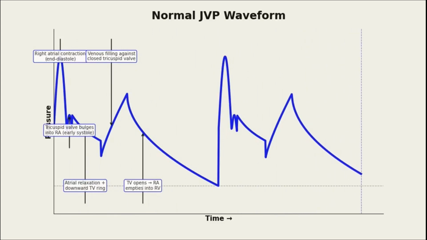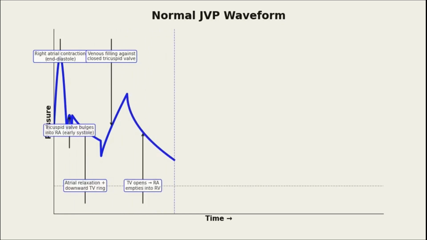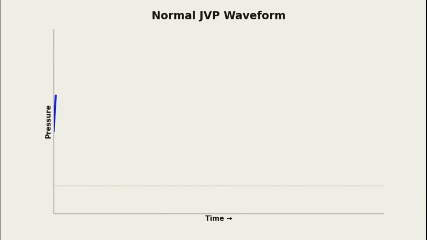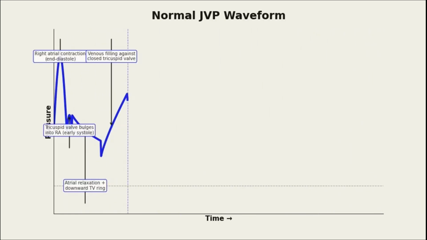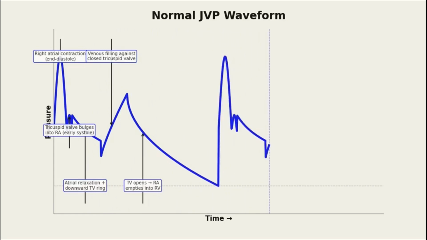This is right atrial contraction at end diastole, pushing blood into the right ventricle. Next, the C wave, a small bump caused by the tricuspid valve bulging into the right atrium as the ventricle begins to contract. Then comes the X descent, atrial relaxation combined with the downward tug of the tricuspid ring during systole, creating a fall in pressure.